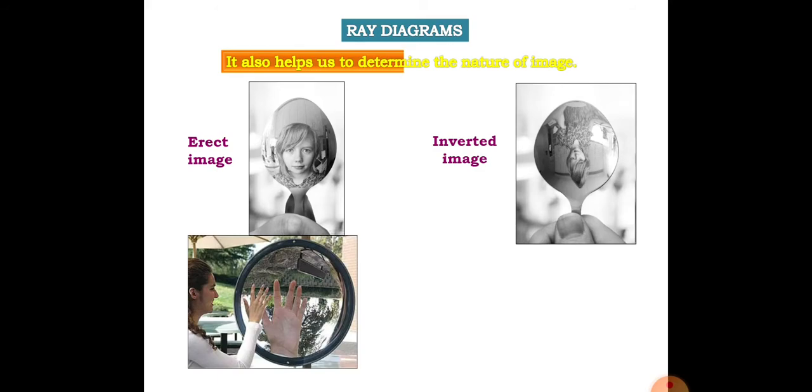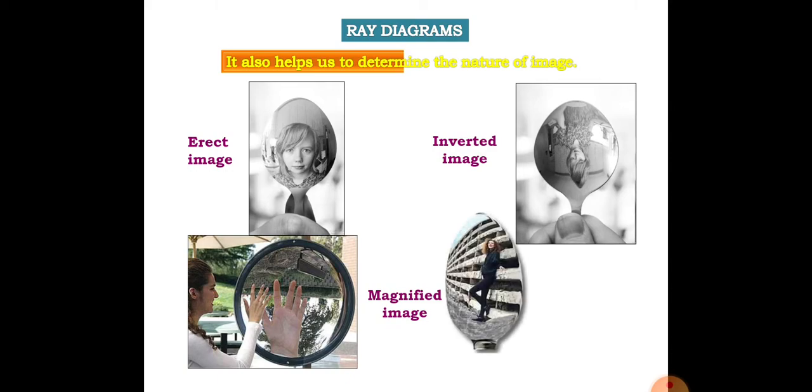Now here you can see this is a mirror in which you can see the normal hand, but in the image if you see the hand is not normal, it is big. Okay, why does this happen? That we are going to understand with the help of the ray diagram. So this image is called the magnified image, and here you can see this image is very small, so that is called the diminished image. So these are the terms that you have to remember: erect image, inverted image, magnified image and diminished image.